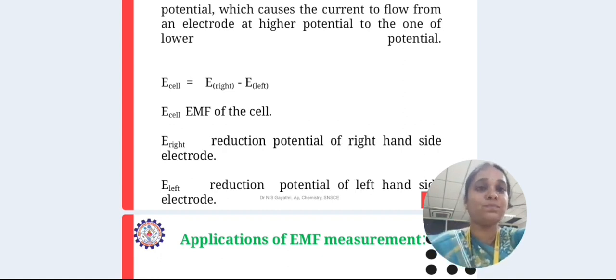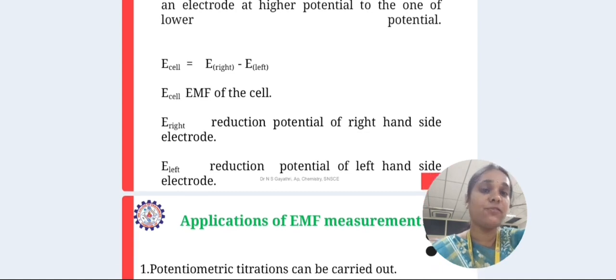That is E cell equal to E right minus E left. We have taken the cathode as copper, that is on the right side, and the anode on the left side, that is zinc. Here, for example, E right is the cathode, that is copper, and E left is zinc, that is E zinc, the EMF of the zinc. And this right minus left overall is called the EMF of the cell, that is E cell. E right is the reduction potential of the right hand side and E left is the reduction potential of the left hand side electrode, that is EMF.